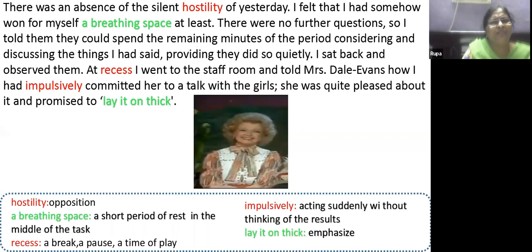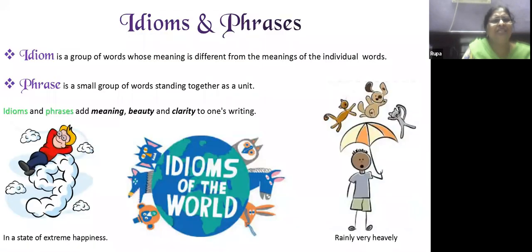You read parts 2 and 3 of the text, children, and once again, from an examination point of view, and even for your own benefit, you need to know these idioms and phrases. So let us just brush up, let us revise once again these idioms and phrases that we came across in sections 2 and 3 of this lesson, children.